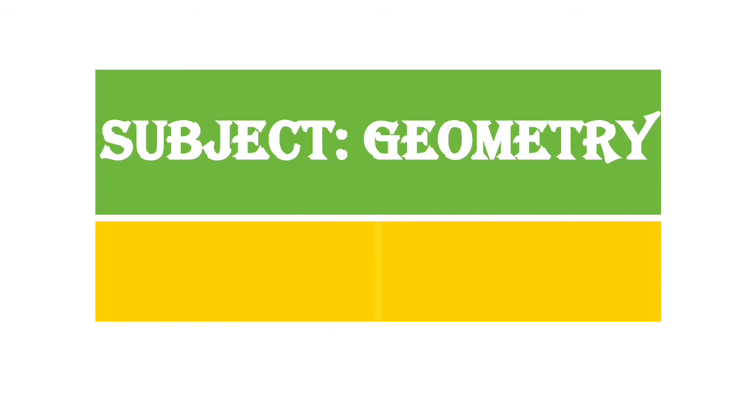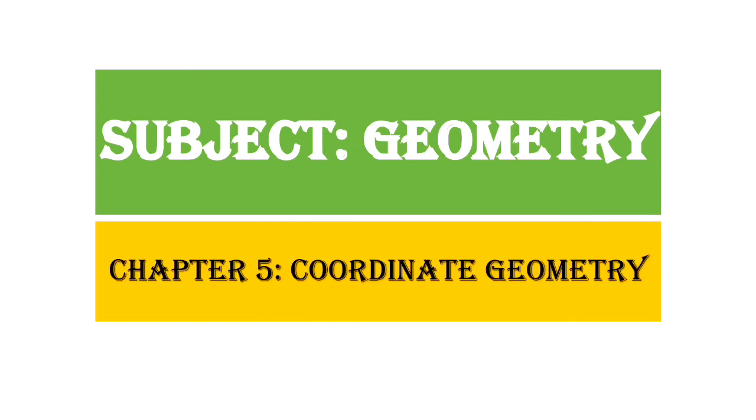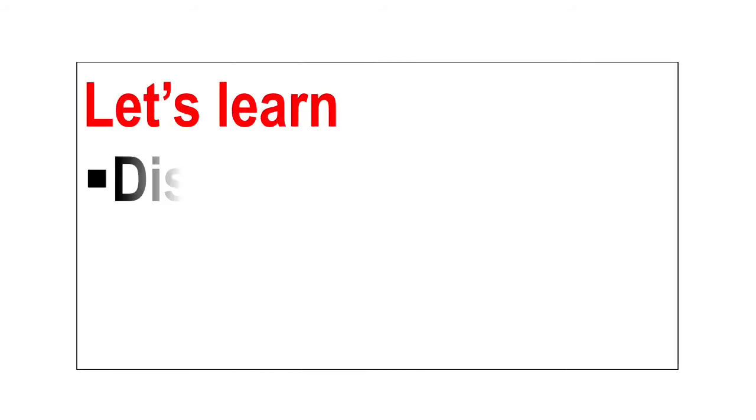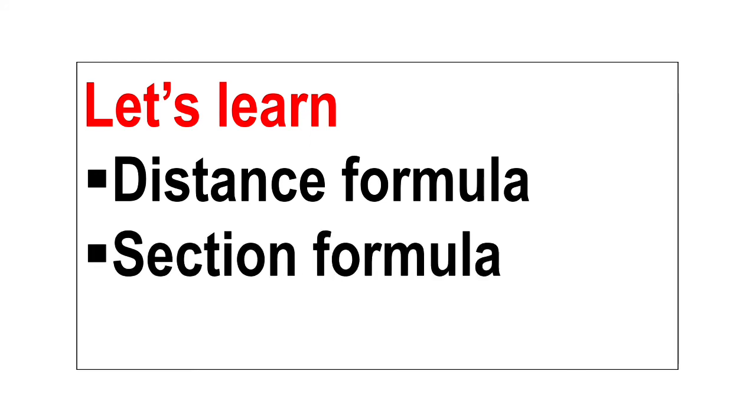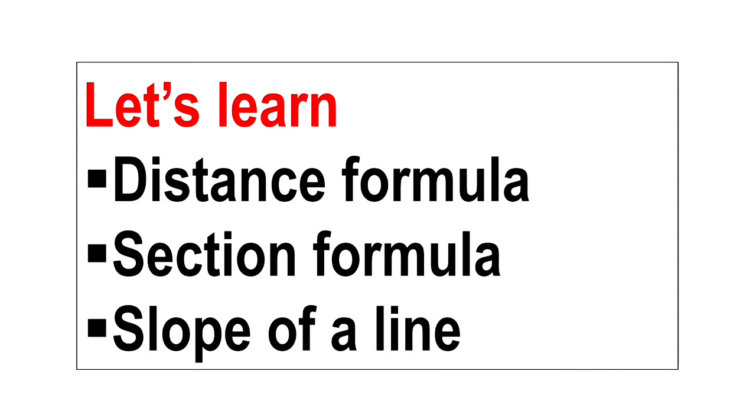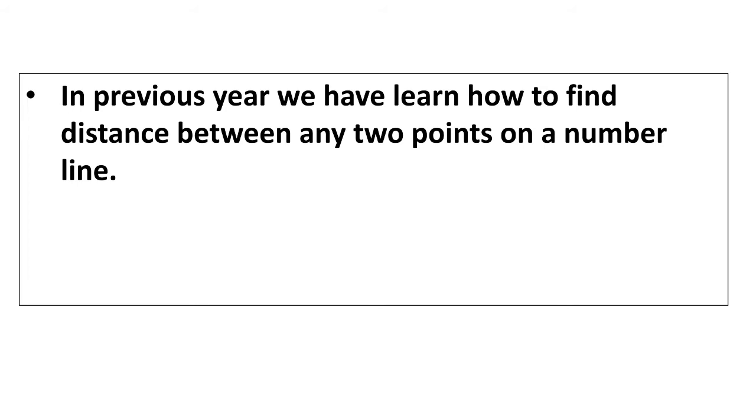Today in this video we are going to learn about geometry chapter number 5, coordinate geometry, practice set number 5.1. So let's learn. In this video we are going to learn about the distance formula, section formula and slope of a line. In the previous year, we learned how to find the distance between any 2 points on a number line in geometry in standard 9th, right?